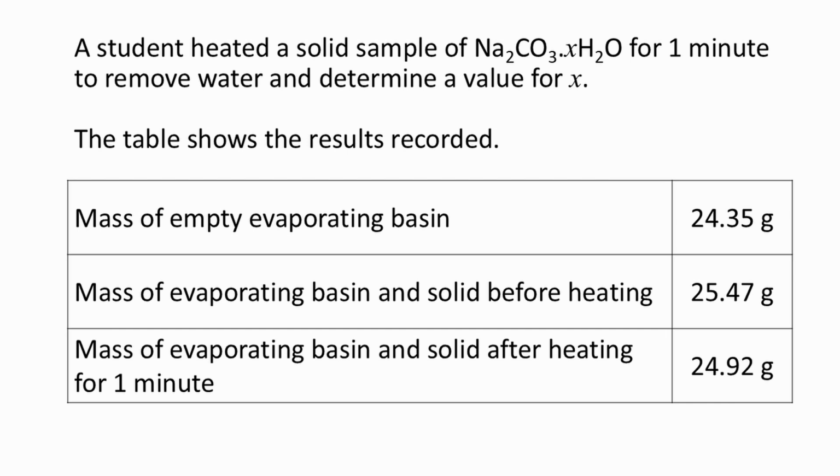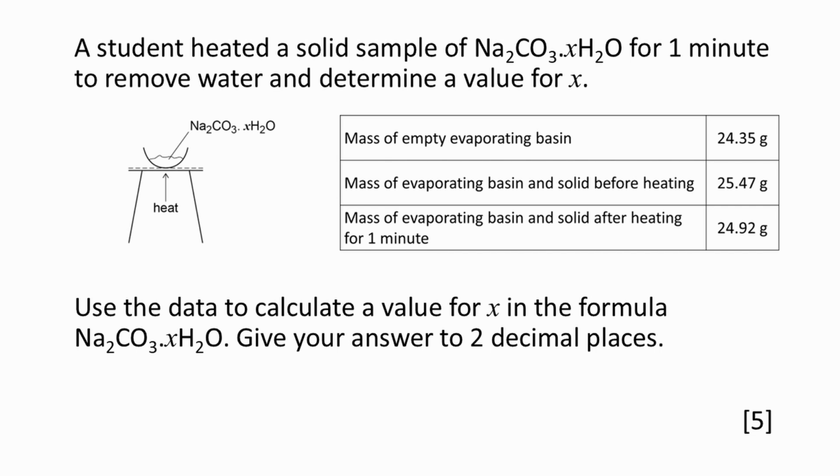The mass of the empty evaporating basin is 24.35 grams. The mass of the evaporating basin and solid before heating is 25.47 grams. And the mass of the evaporating basin and solid after heating for 1 minute is 24.92 grams. Use the data to calculate a value for X in the formula Na2CO3.XH2O. Give your answer to 2 decimal places.